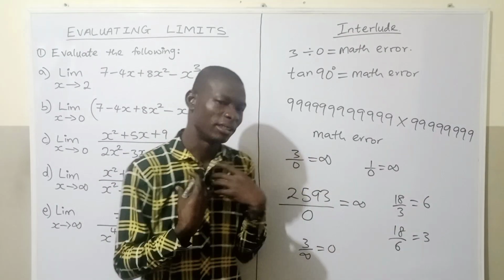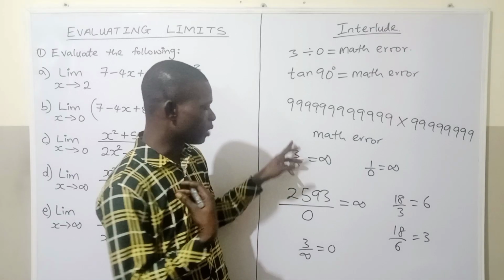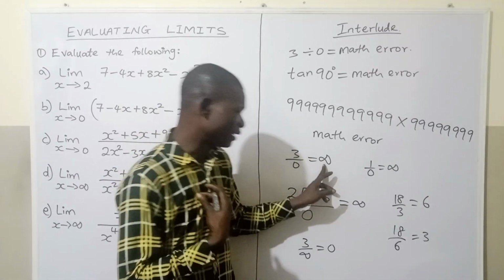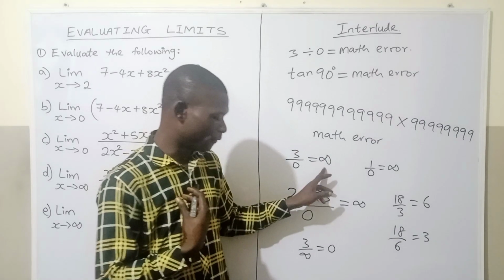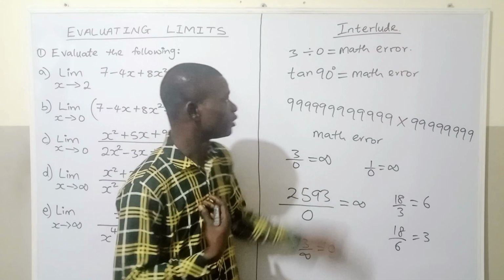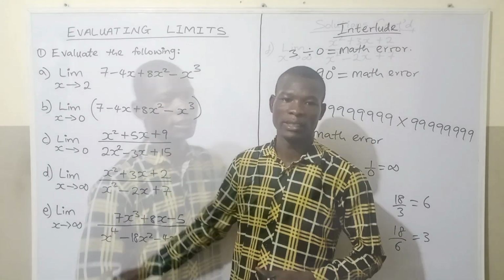So by intuitively, we should also always know that whenever we are dividing a number by 0, the result is going to be what? Infinity. And anytime you are dividing any number by what? Infinity, as we have it like this, the result is also going to be what? 0. So that's a little interlude I have for us before we proceed on to this letter D.